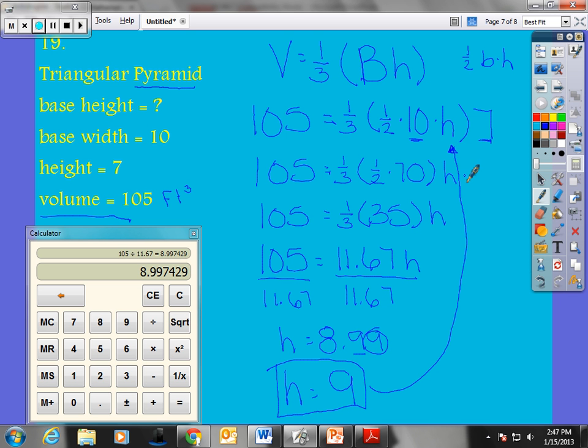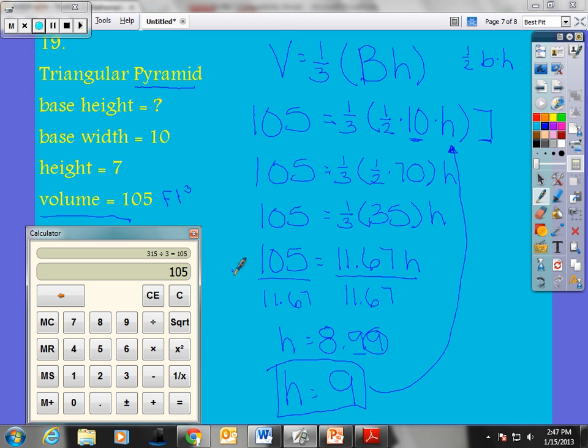Okay? Now, I'm just going to talk this out. I could substitute it now. Now I know h. So I go 9 times 10 is 90. Half of 90 is 45. 45 times 7 equals 315. 1/3 of 315, hopefully, is 105. Yes, it's 105. So now both sides of my equation or my formula work out. My answer is correct. All right.